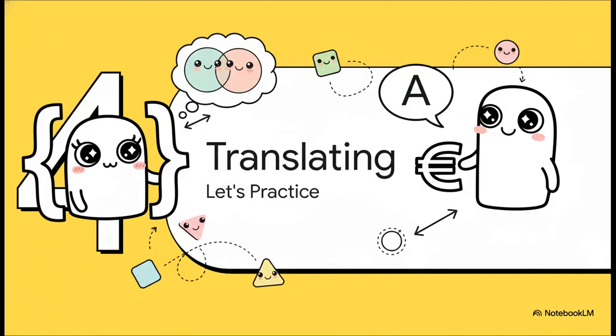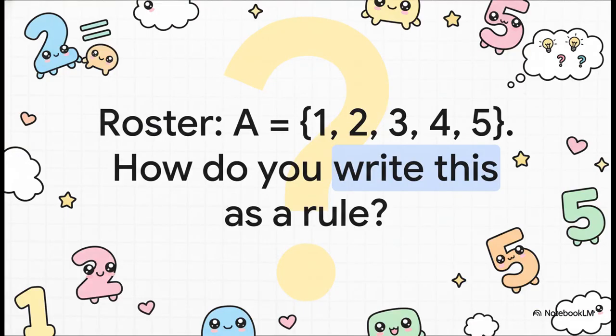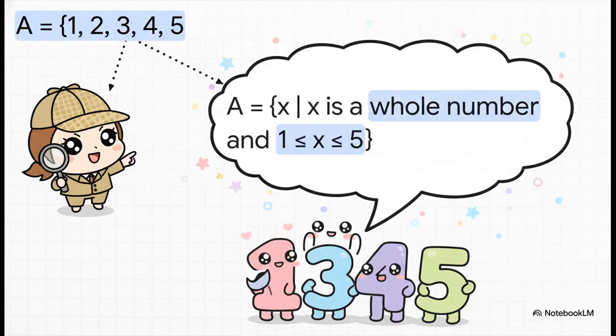The best way to get really comfortable with these is to just practice switching between them. So come on, let's try a couple together. All right, here's our first challenge. We've got set A written in roster form as 1, 2, 3, 4, 5. So what's a rule that describes all of these elements and only these elements? Just take a second and think about it. And there it is. We could say that A is the set of all elements x, such that x is a whole number, and x is greater than or equal to 1, and less than or equal to 5. That rule perfectly nails everything on our list.